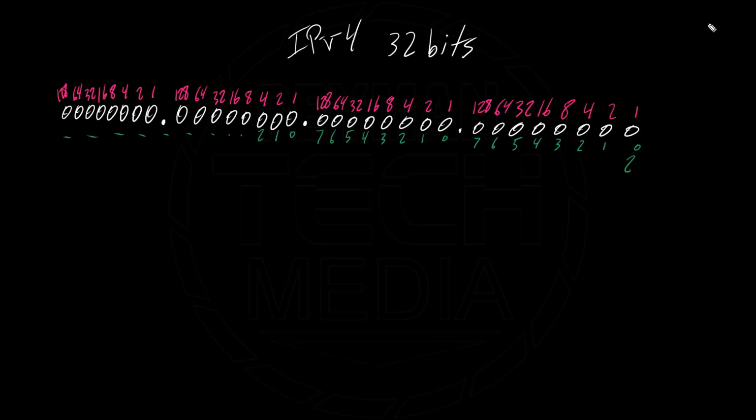So 2 to the power of 0 is 1. Any number to the power of 0 is 1. 2 to the power of 1 is 2. 2 to the power of 2 is 4. 2 to the power of 3 is 8. 2 to the power of 4 is 16. 2 to the power of 5 is 32. 2 to the power of 6 is 64. 2 to the power of 7 is 128.